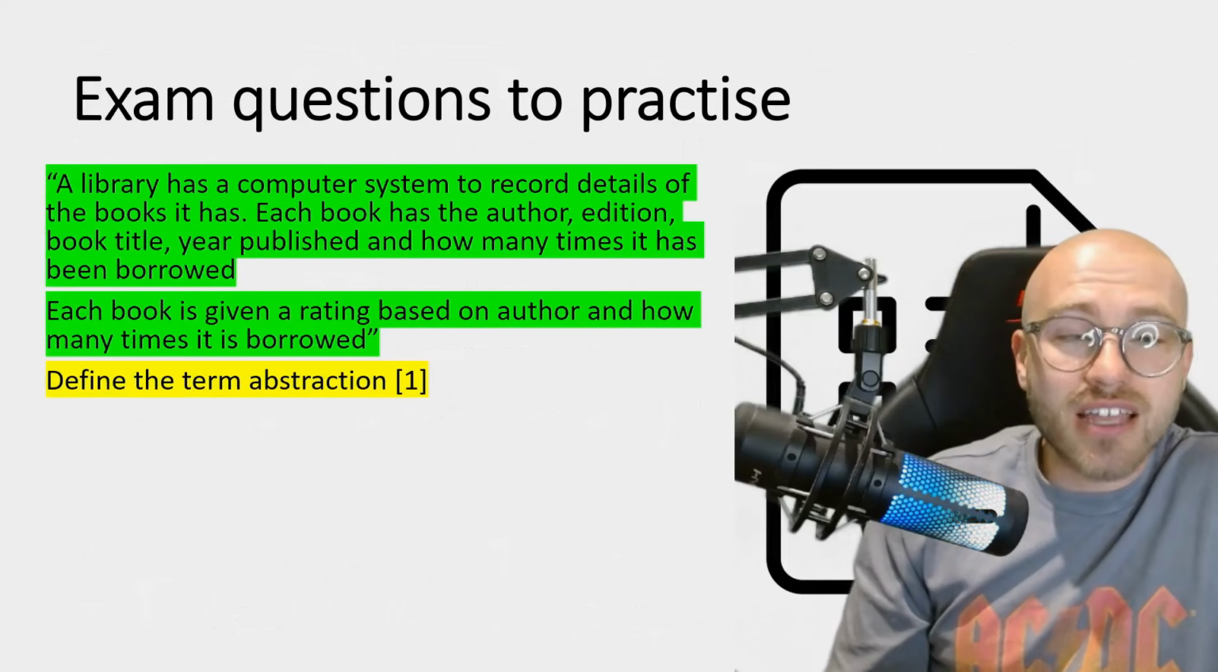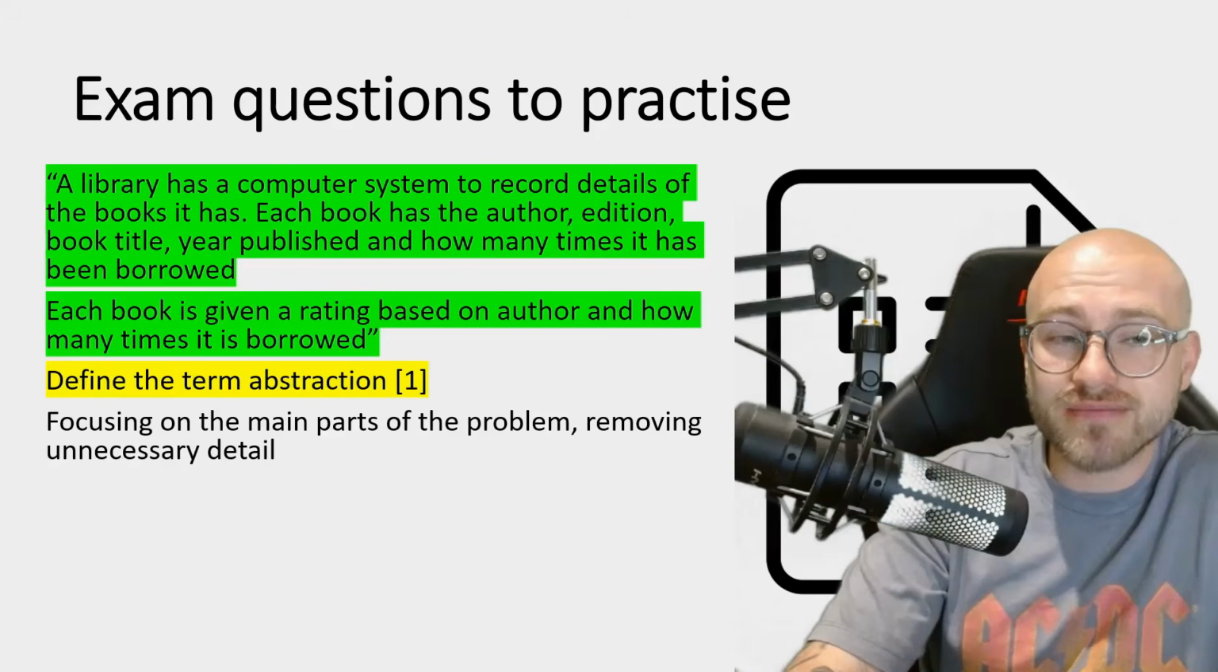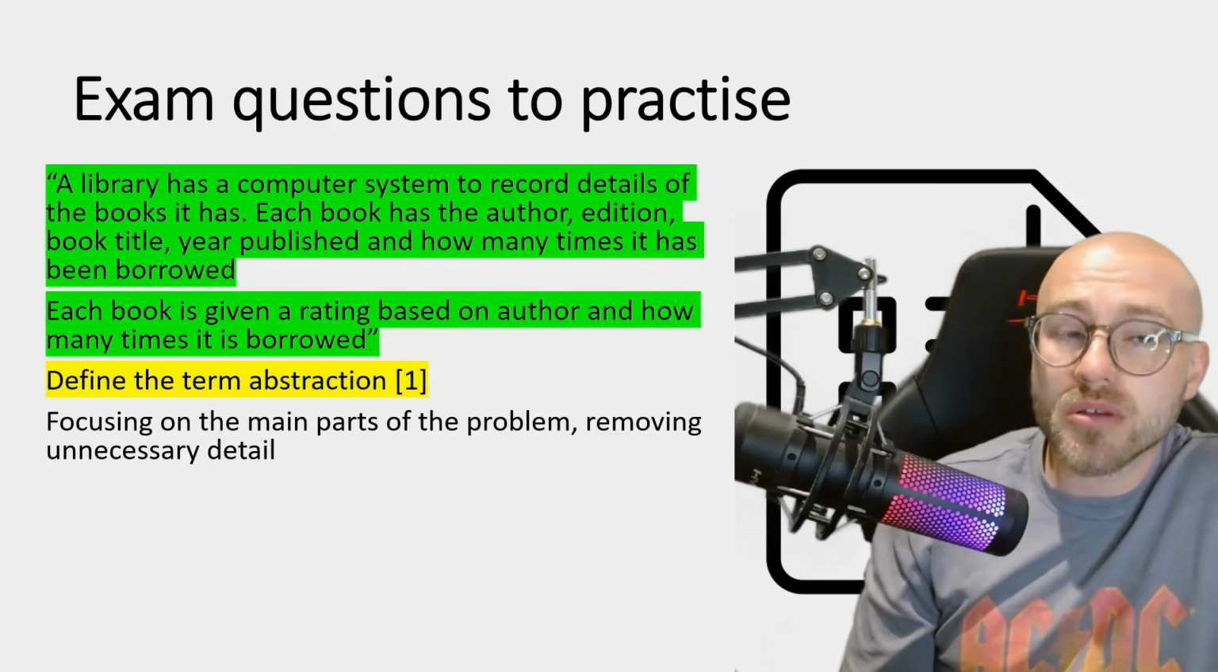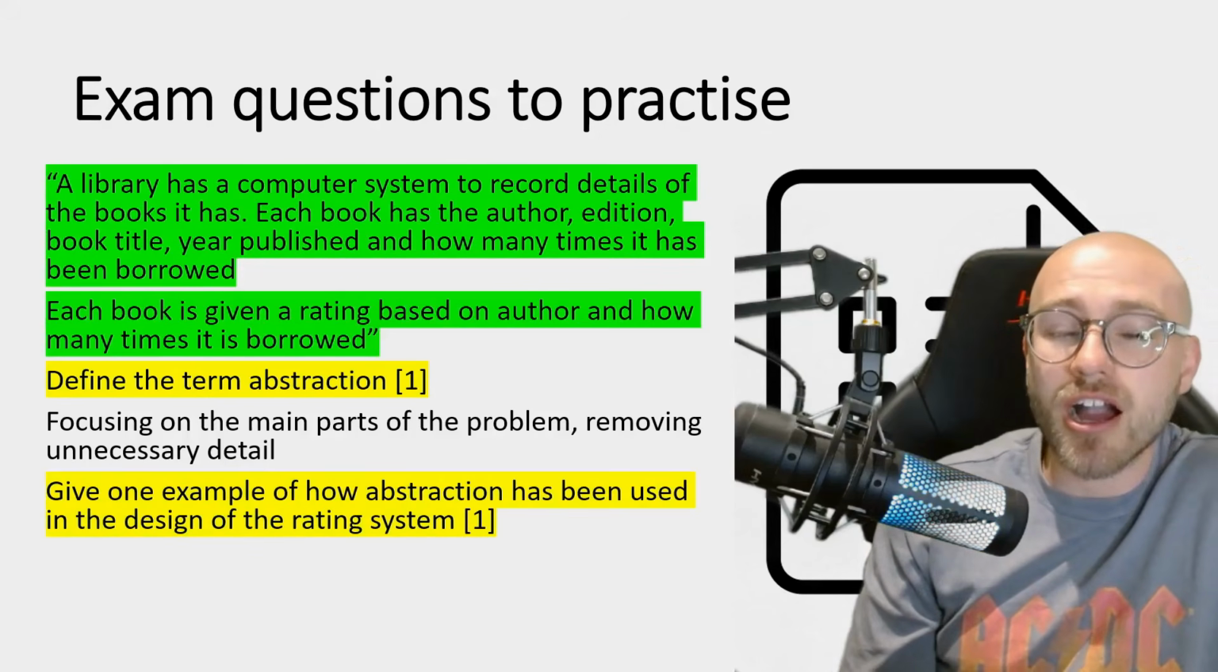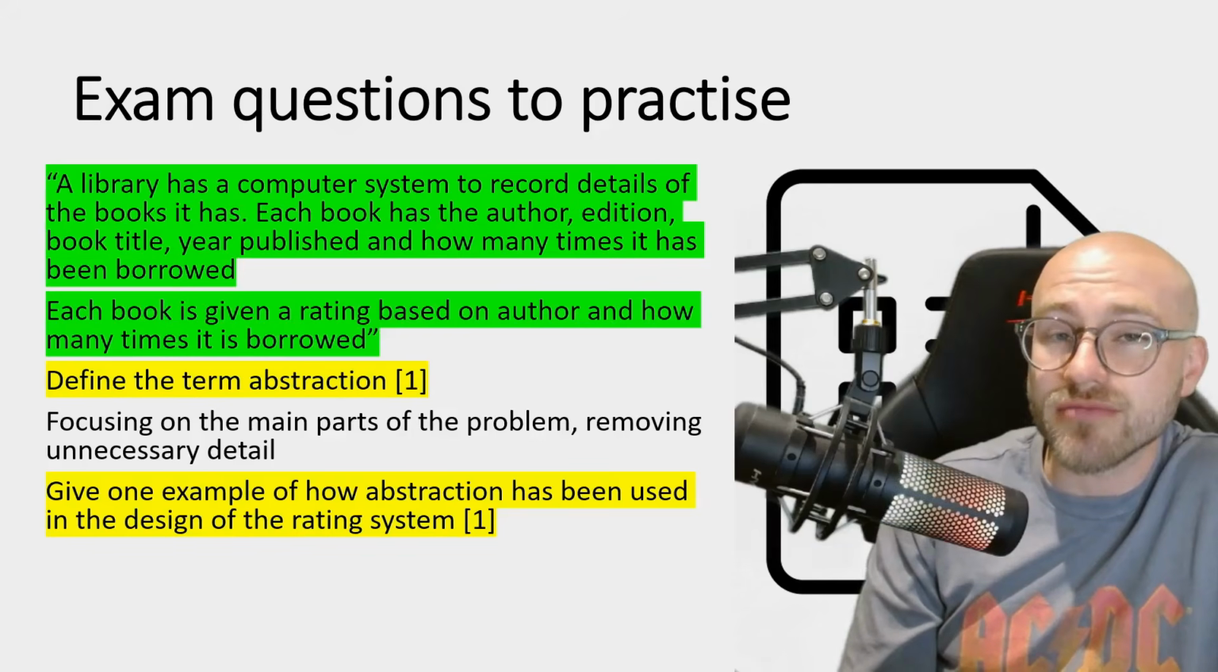Okay, let's look at the answers then. So question 1 was define the term abstraction. So it's focusing on the main parts of the problem, removing unnecessary detail. And question 2, give one example about how abstraction is being used in the design of the rating system.